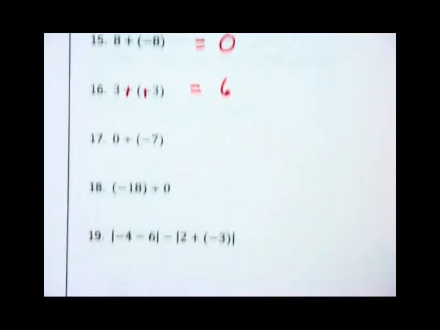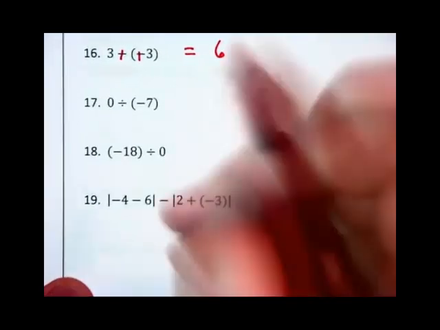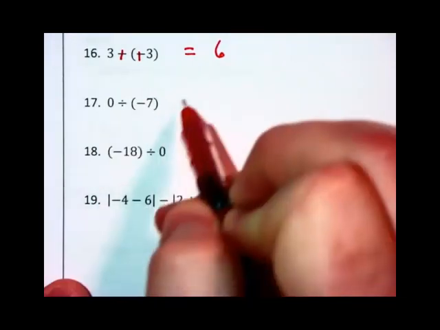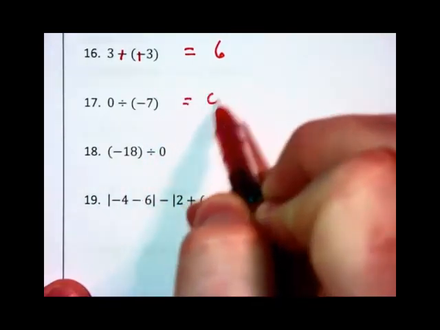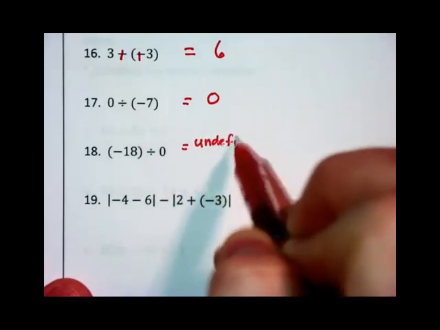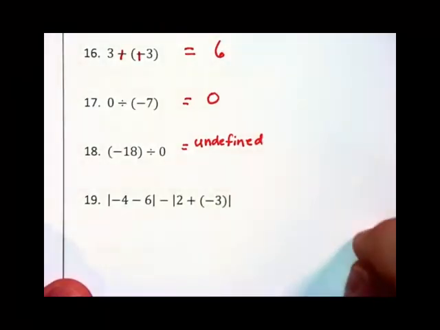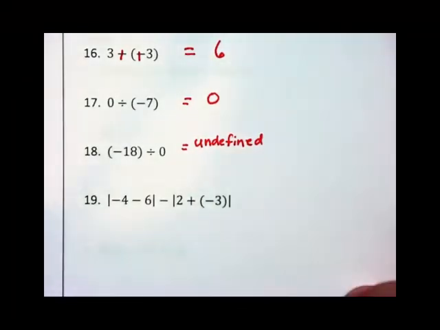Number 17 and 18 might be the two that catch you. That's usually what happens in an in-class situation. The first one, 0 divided by negative 7, is 0, but the second one is undefined. Anytime you divide by 0, we have the word undefined to describe the solution.